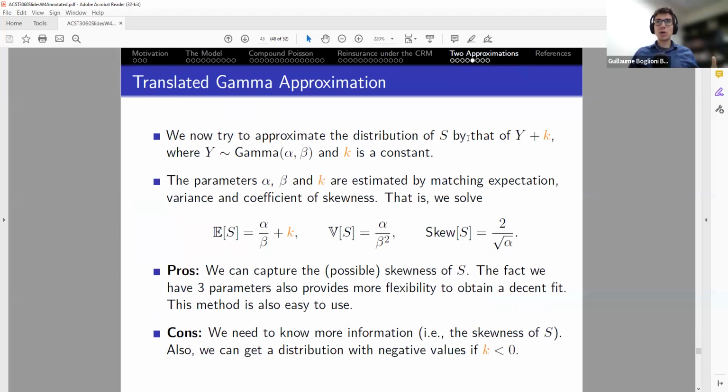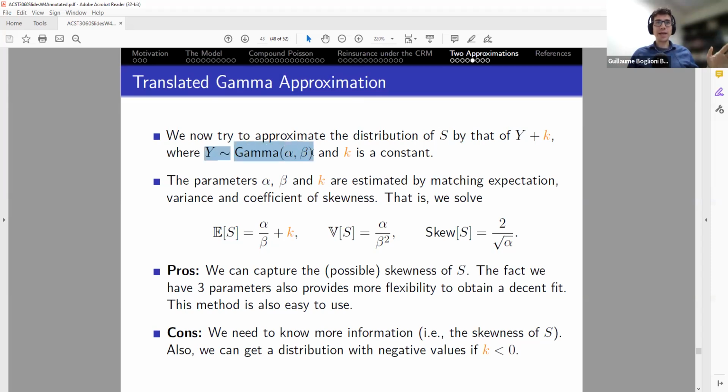Now we see a second approximation, which again, there's no guarantee it's going to yield a great fit, but there's probably a much higher likelihood that it gives you a better fit, and it's the so-called translated gamma approximation. So here it's a very similar thing. We don't know the real distribution of S, but we assume that it's close to a translated gamma. Now, what's a translated gamma? Simple. It's just a regular gamma to which we add a constant.